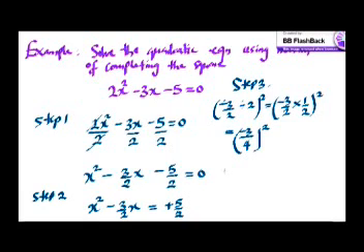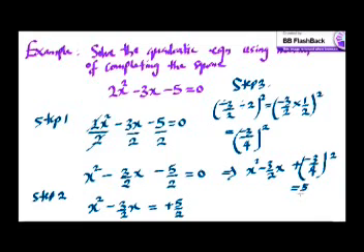And when I put it into the equation, I'll have x² minus 3 over 2 x plus minus 3 over 4 all squared is equal to 5 over 2 plus minus 3 over 4 all squared. Take note, I'm adding the new value I'm introducing to make it a perfect square to both sides, both the left hand side and the right hand side.